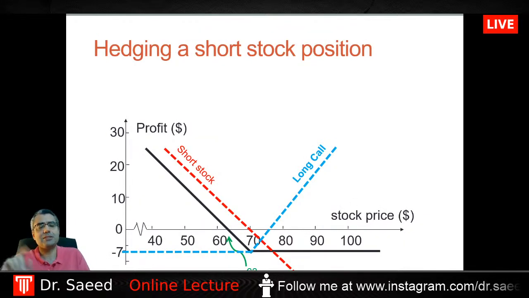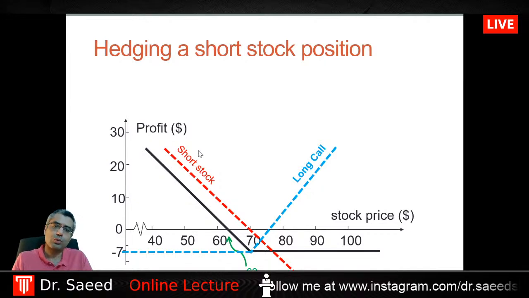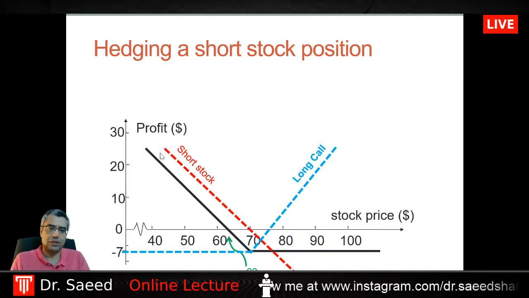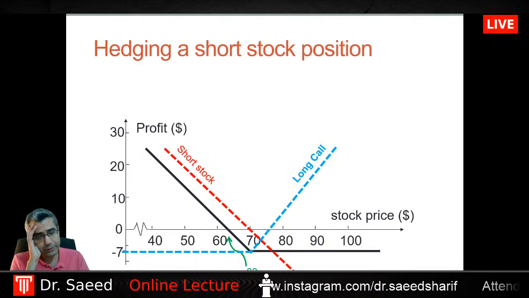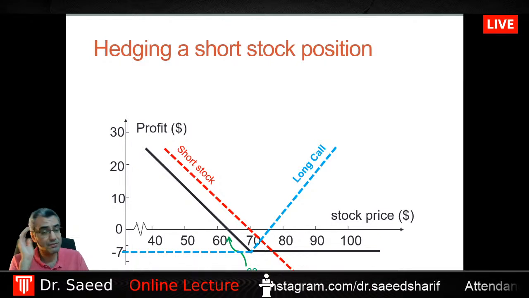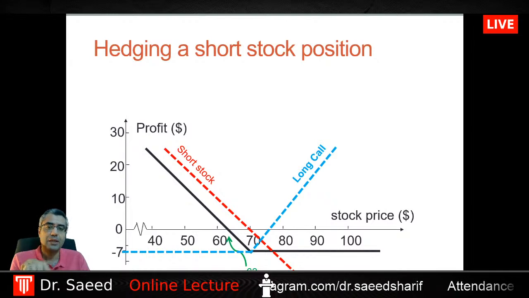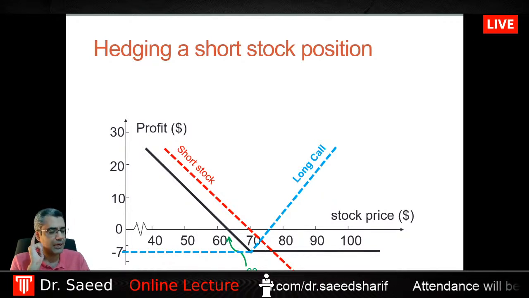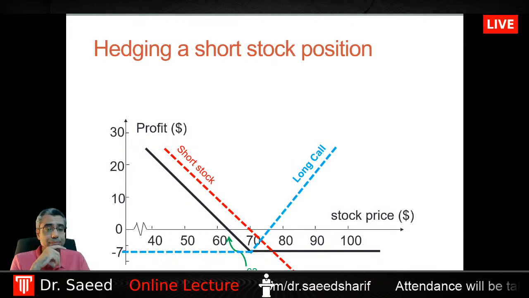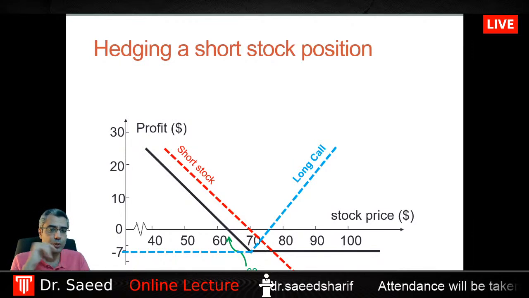Hedging short stock means you already sold stock. You are short on stock, like you already have the red line. Now your concern is maybe in the next 3 months the price goes up. When you short stock, it means you believe the price will go down. You are bearish, right? But now your concern is, I heard something, or maybe I guess the price may go up in the next 2-3 months. Then what do you do?